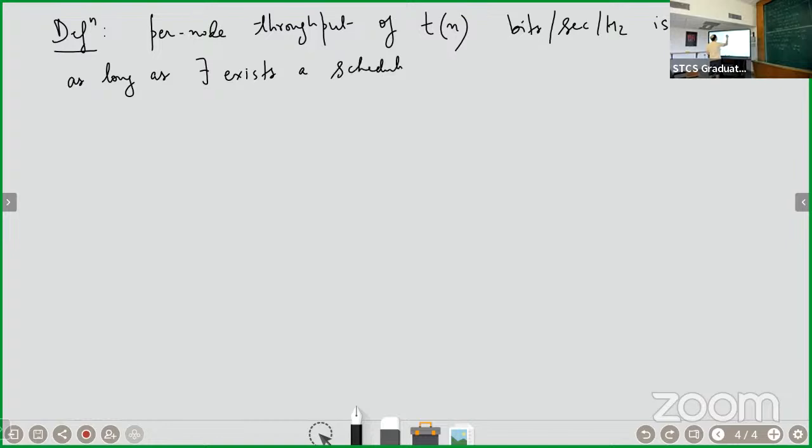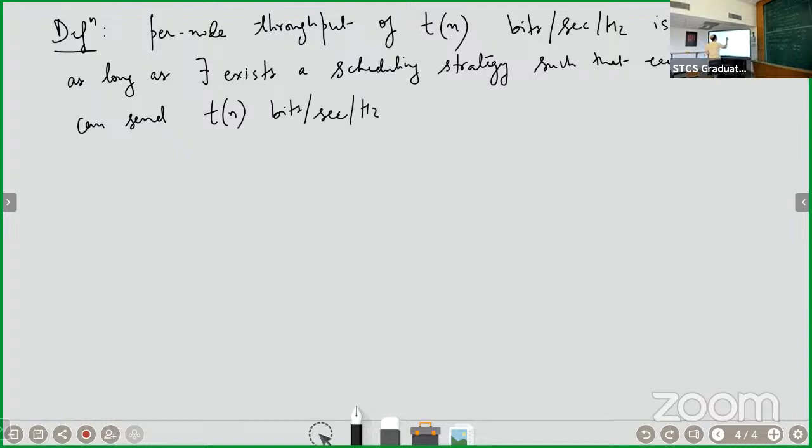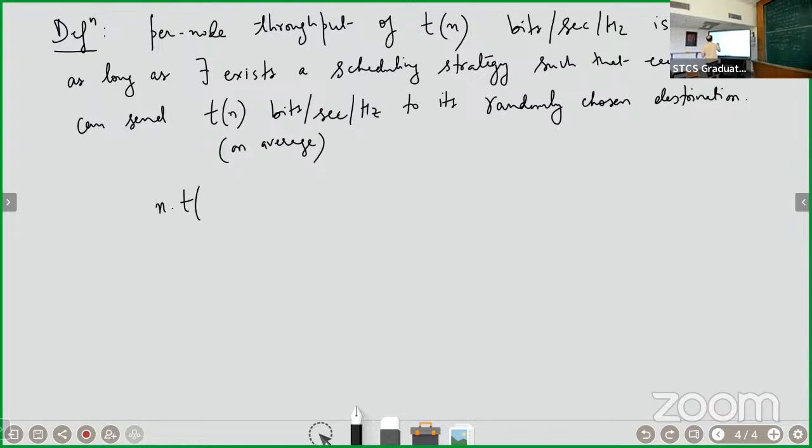With this shielding strategy, each source gets T of n. Network wide it will be n times T, defining it per node. So across the network it will be n times T.